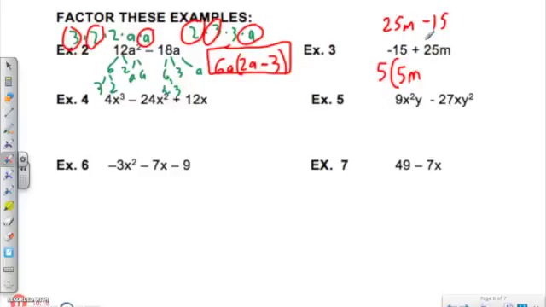Alright, now remember we moved this so this was a subtraction sign now. And if we do negative 15 divided by 5, we're going to get that negative 3. So we have that factored out.